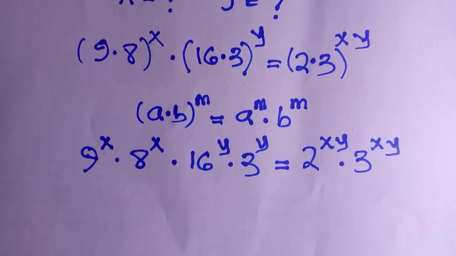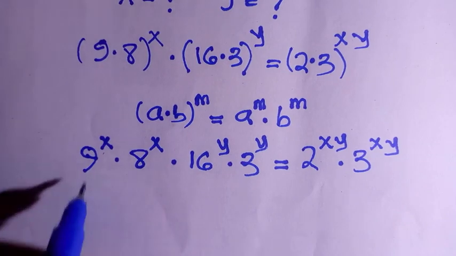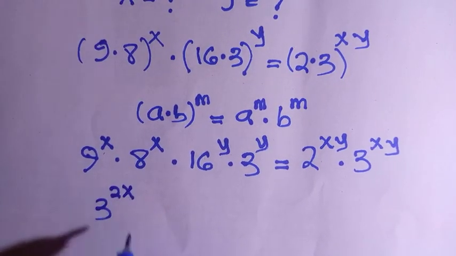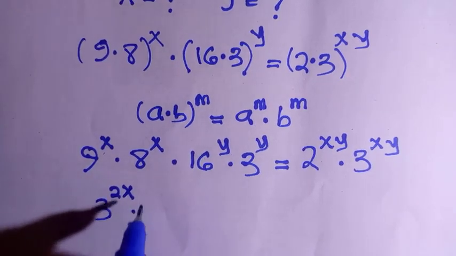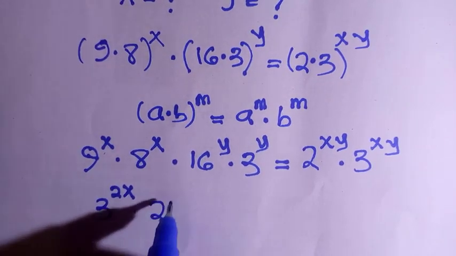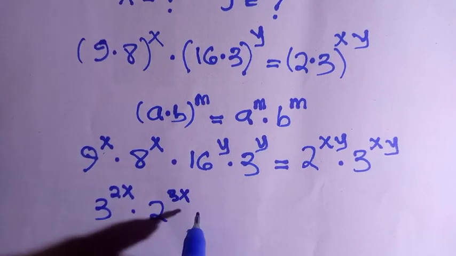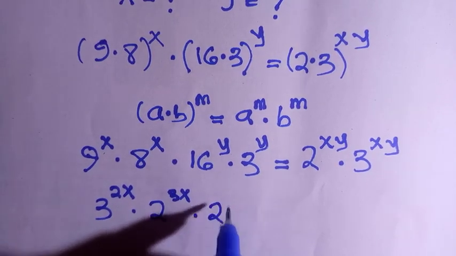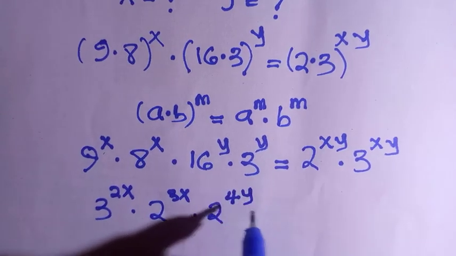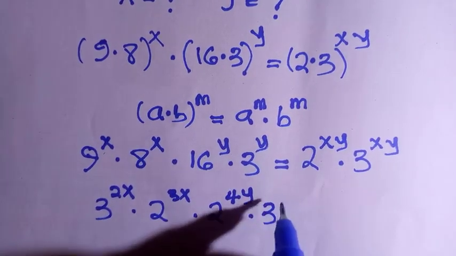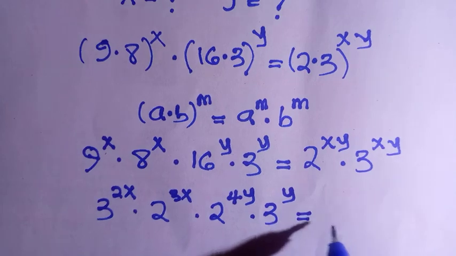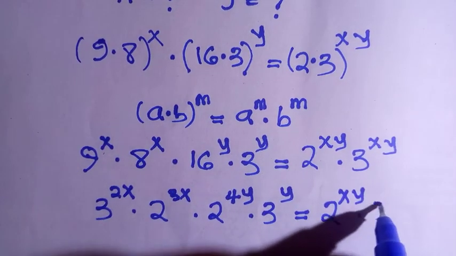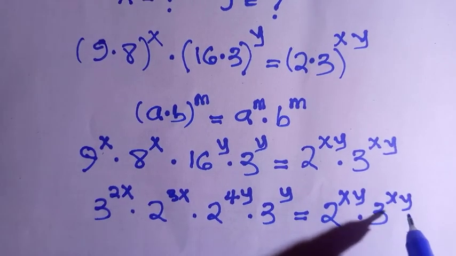And this 9 in exponent form, let's reduce it to the base of 3. Then we have 3 to the power of 2x times, while 8 is 2 to the power of 3x times, and 16 is 2 to the power of 4y times, so 3 remains raised to the power of y, equals 2 raised to the power of xy times 3 raised to the power of xy.